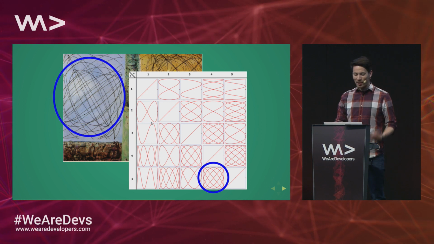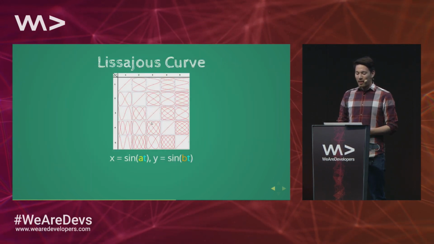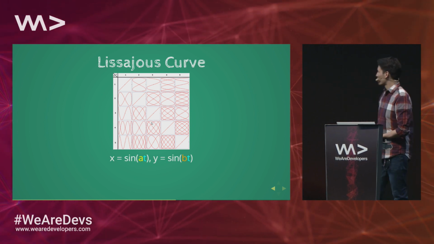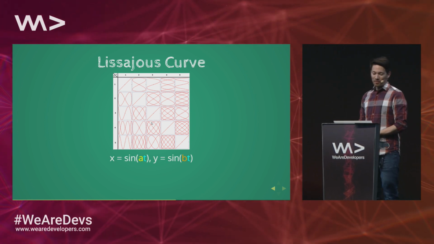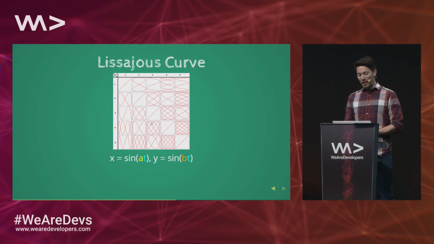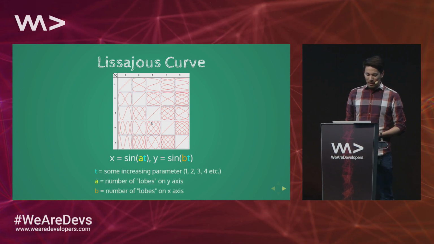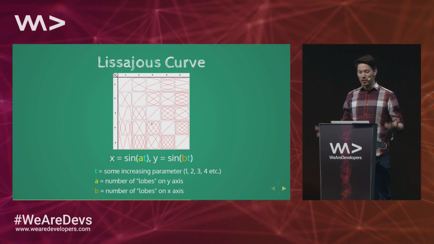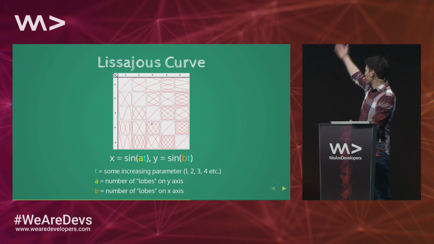Interesting. All right, let's look at this further. These figures are known as Lissajous curves, and the equations which describe them are actually really simple. The x-coordinate is sine a times t, and the y-coordinate is sine b times t. T is just some increasing parameter. A and b are constants which define the shape of the curve, as you can see in the grid.